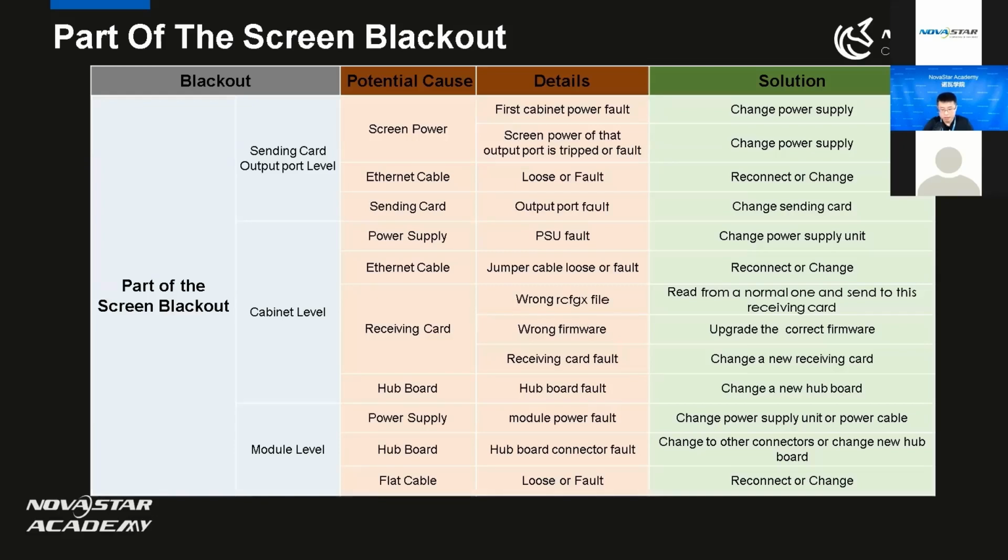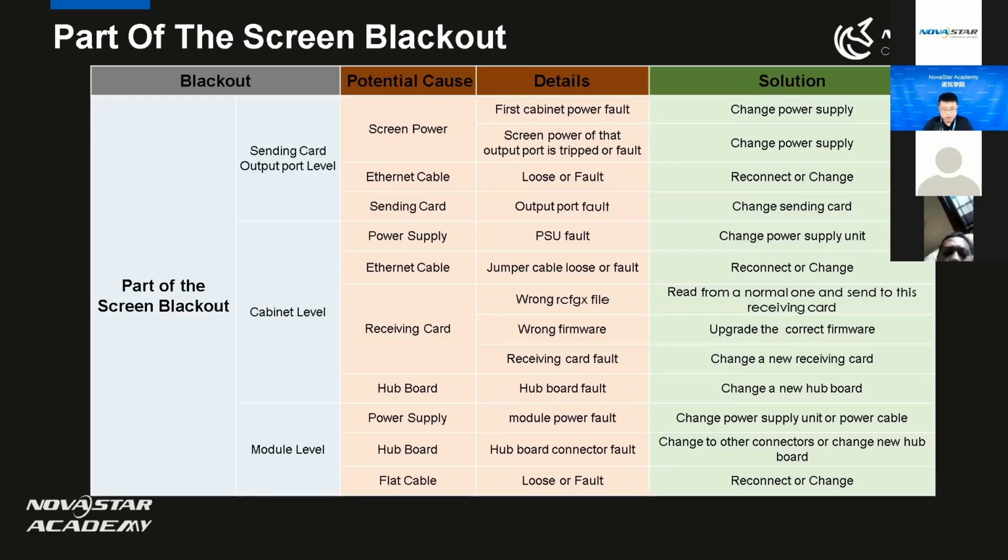First, check the screen power. And you can maybe switch the power supply, or reconnect the power supply. And the second one is the Ethernet cable. Try to check if that is loose or faulty. And for the sending card, if the sending card output level is black, you may need to check if that output port is broken. So you can try to change the sending card, or use another normal working output to see if the original one is broken.